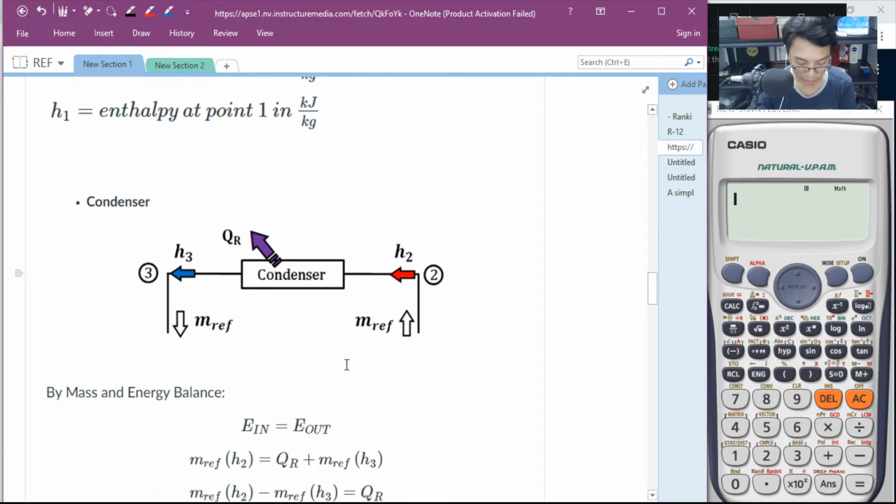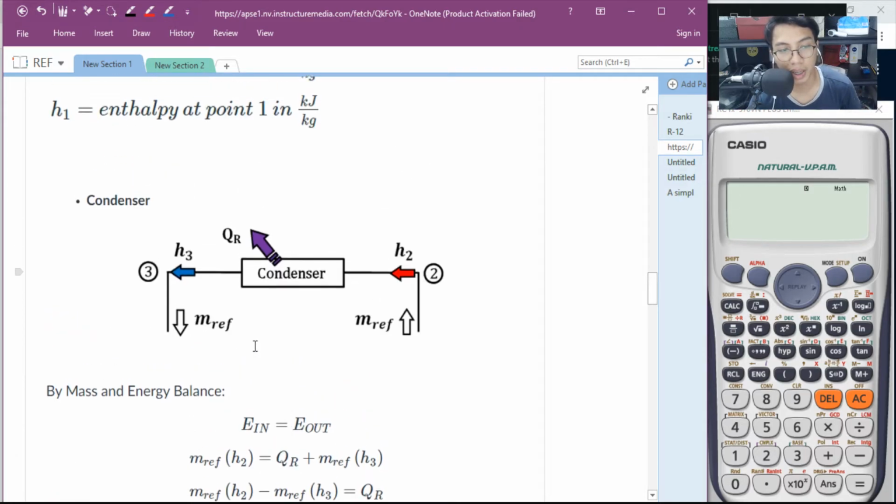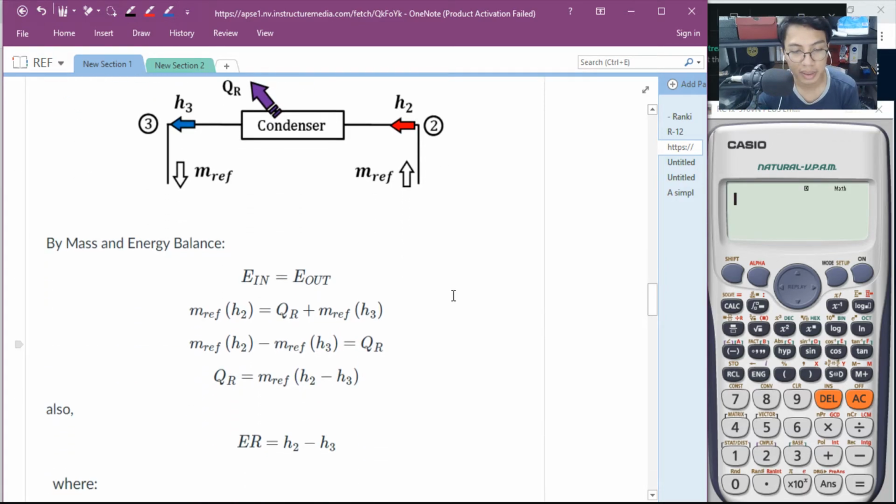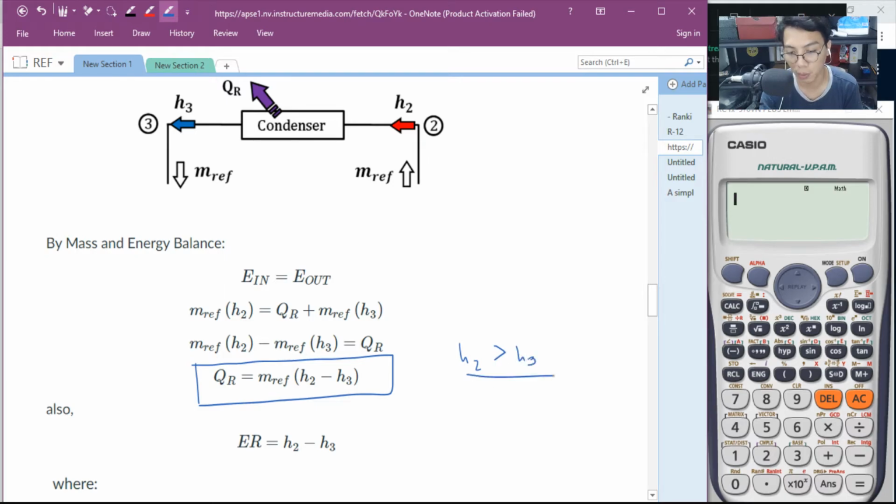Now, we'll go to your condenser. By looking at the diagram, dalawa yung pumasok, dalawa yung lumabas, isang pumasok. Now, by energy balancing, ganun pa rin naman ang system will arrive with the heat that is rejected by the system, QR. That is mref multiplied to H2 minus H3, where H2 is greater than H3, always. And ang unit nito is in kilowatt.